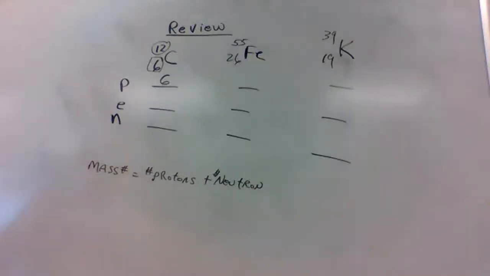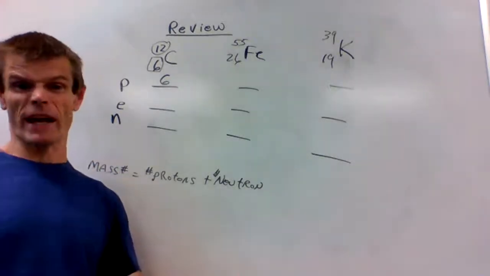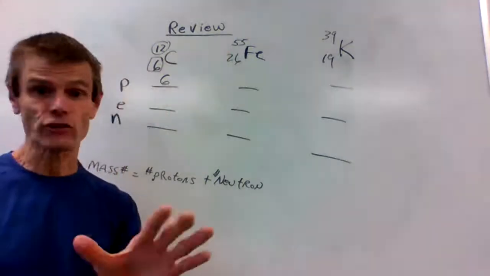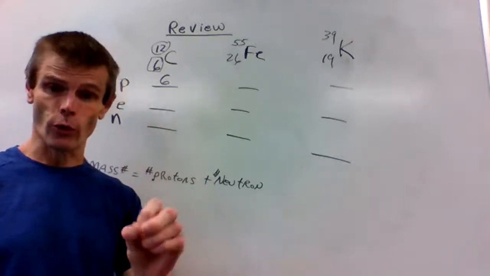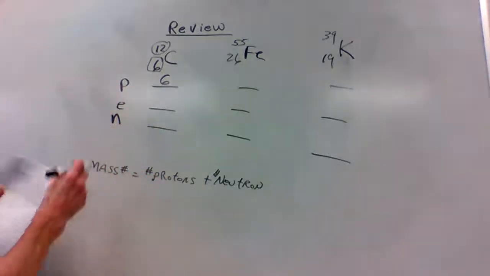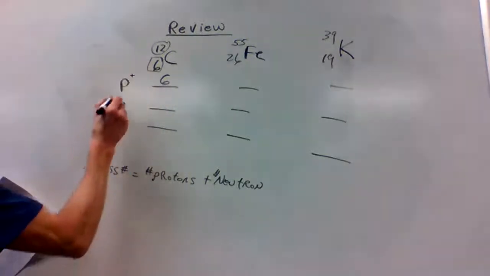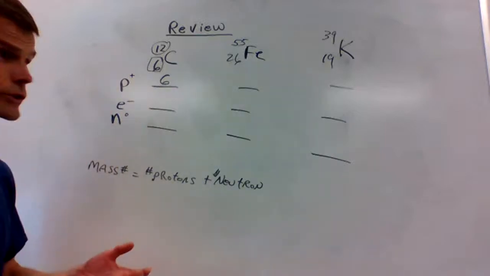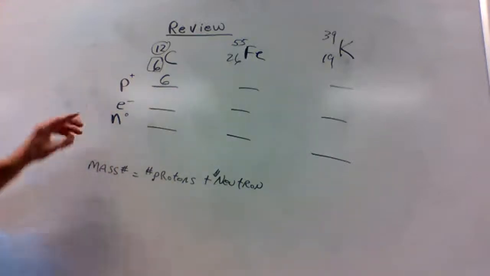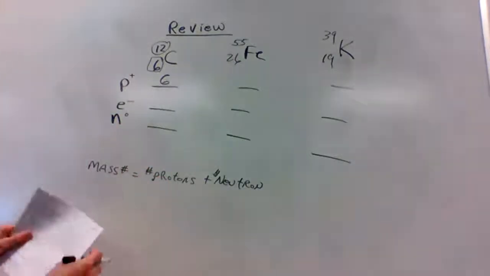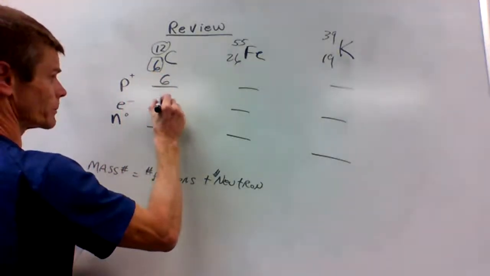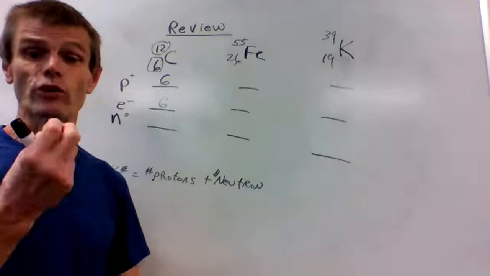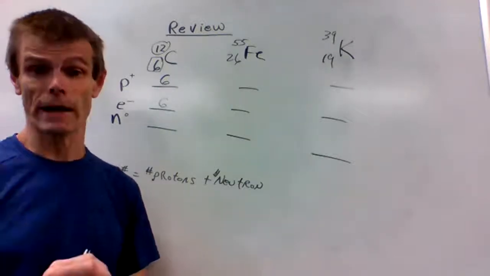Next part of our table, how many electrons are we going to have for carbon-12? Well, these are all neutral isotopes. They don't have a charge on them. Since they're neutral, and if you recall, protons are positively charged species, electrons are negatively charged, and neutrons are neutral, they have no charge, then the number of electrons has to be equal to the number of protons. So for carbon-12 in this example, there has to be the same number of electrons as protons, since this is a neutral isotope, a neutral atom.